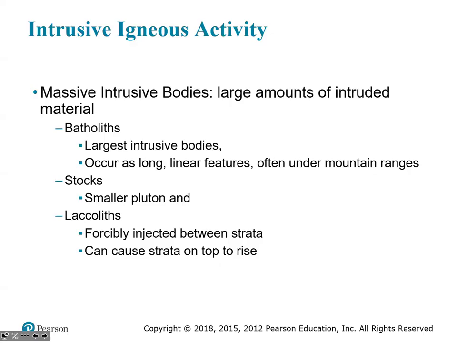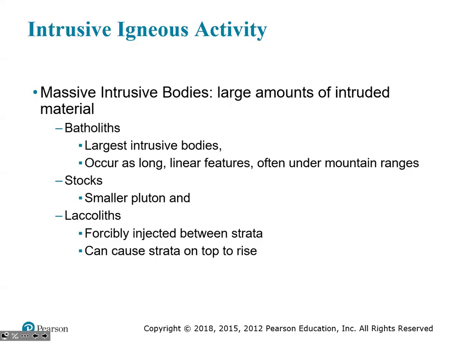The biggest of these are batholiths. These are the largest intrusive bodies. They occur as long linear features. They're often underneath mountain ranges. So many of the mountain ranges that form where oceanic crust is subducting underneath continental crust have these large batholiths underneath them.